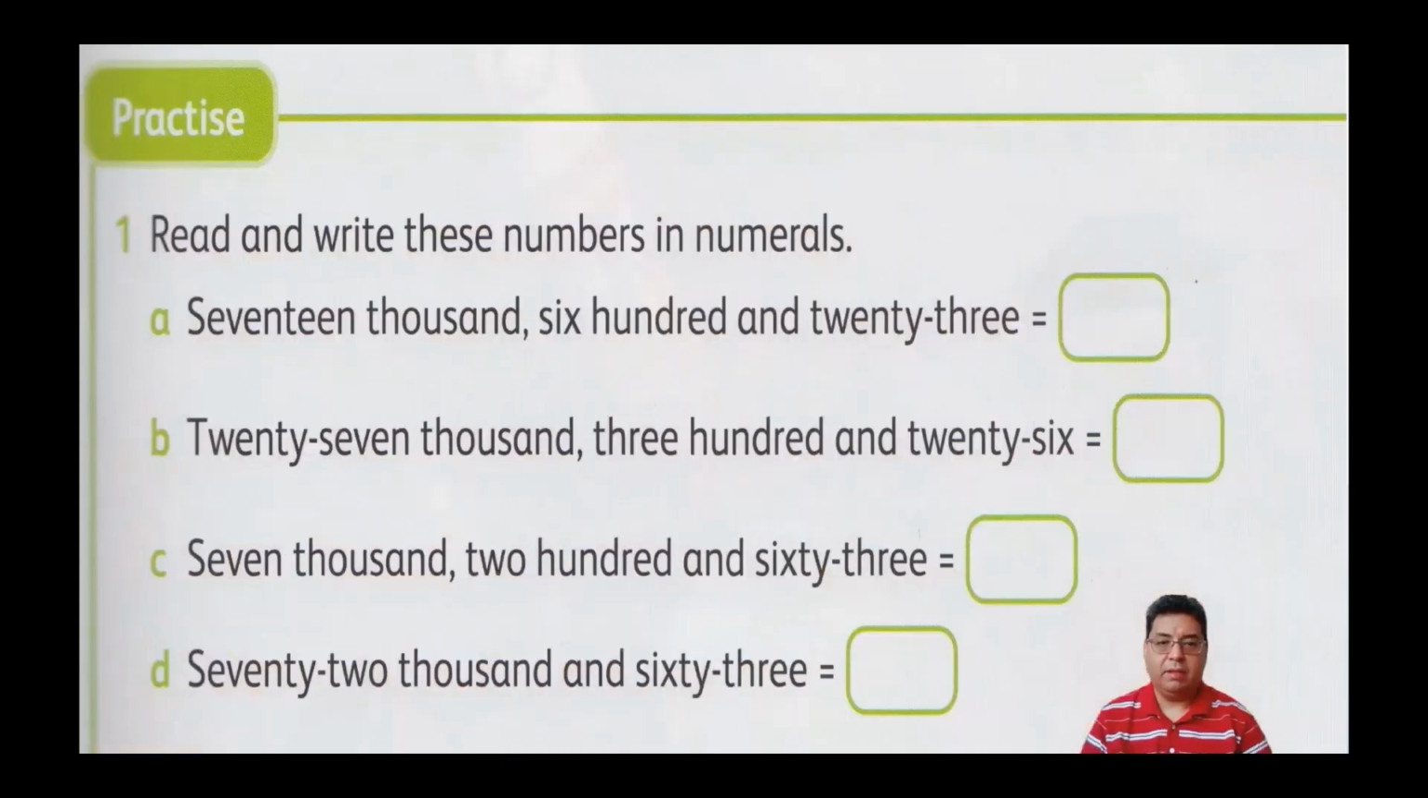Okay, so for letter A, you're just going to turn these words into numerals here. Okay, and so for letter A, you would write this as 17,623. For letter B, it would be written as 27,326. Letter C would be written as 7,263. And for letter D, it would be written as 72,063.